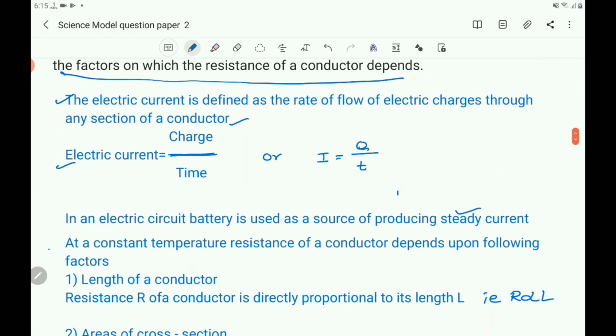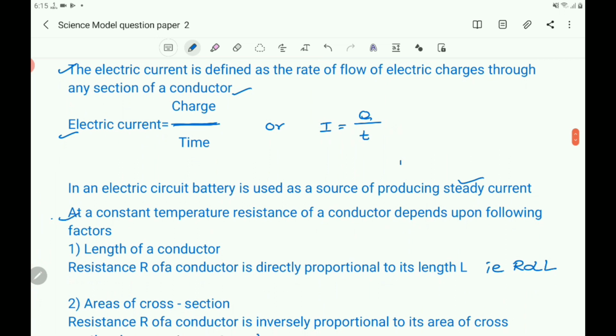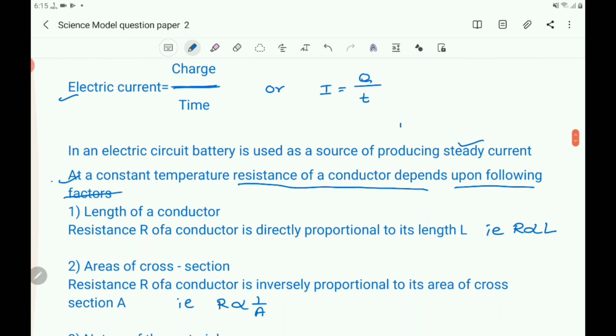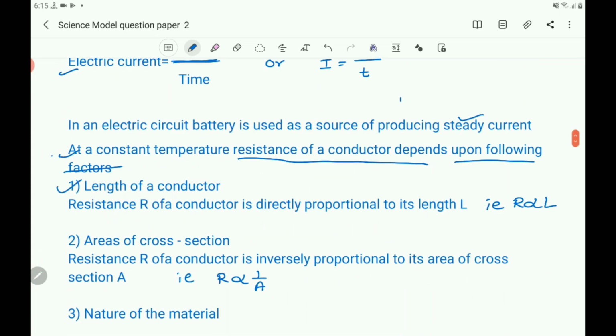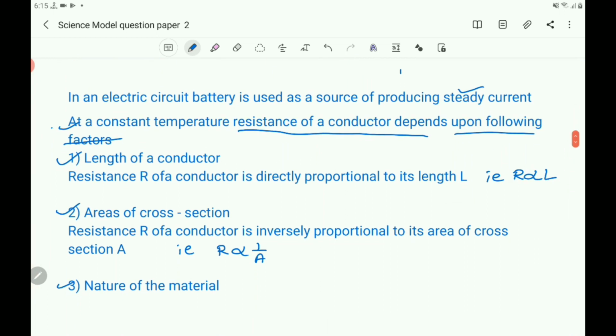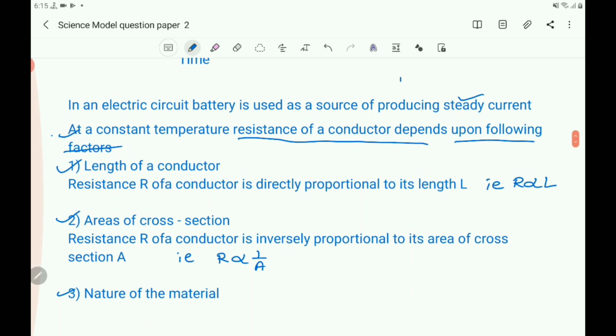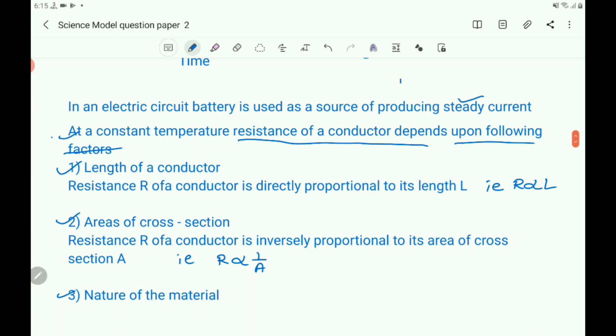So you write that at a constant temperature, resistance of a conductor depends upon the following factors. First one, length of the conductor. Second one, area of cross section. Third one, nature of the material. So how does the resistance depend on the length of the conductor? You can write that resistance R of a conductor is directly proportional to its length. That is, R is proportional to L.